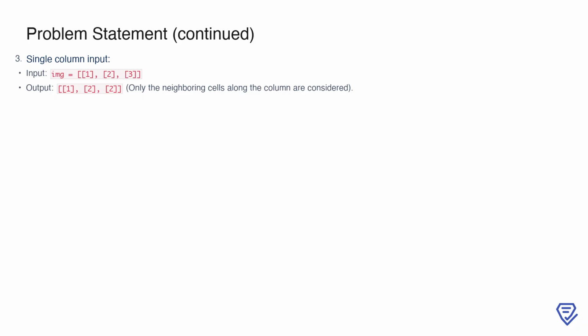For a single row matrix like IMG equals 1, 2, 3, the smoothing operation considers only the neighboring cells along the row. For instance, the smoothed value for the cell at 0, 1 is the average of 1, 2, 3, which floors to 2. Similarly, for a single column matrix like IMG equals 1, 2, 3, the smoothing operation considers only the neighboring cells along the column. These edge cases demonstrate how the algorithm adapts to different matrix dimensions while maintaining the same smoothing logic.